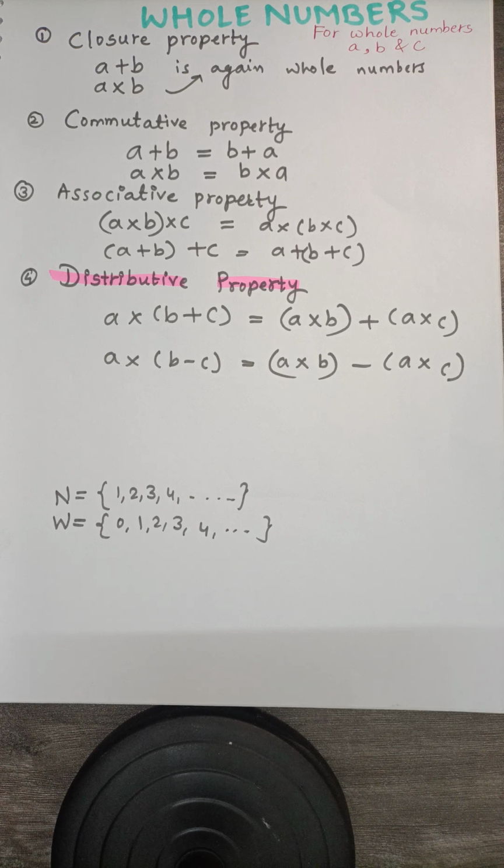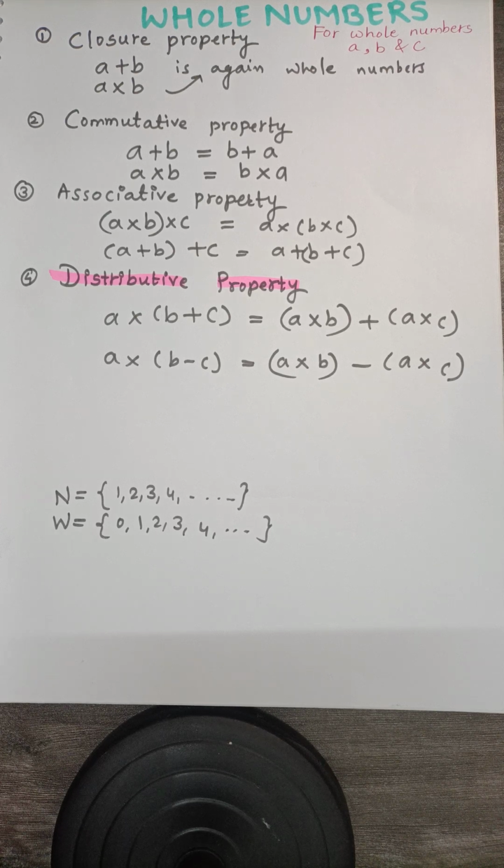Now children, what are the properties of whole numbers? If we have the number set of whole numbers and want to find out its properties, the first one is the closure property. Then we have the commutative property, associative property, and distributive property. The closure property says that if you add any two whole numbers or multiply any two whole numbers, the result is again a whole number.